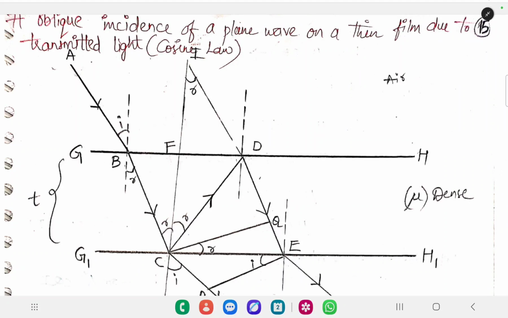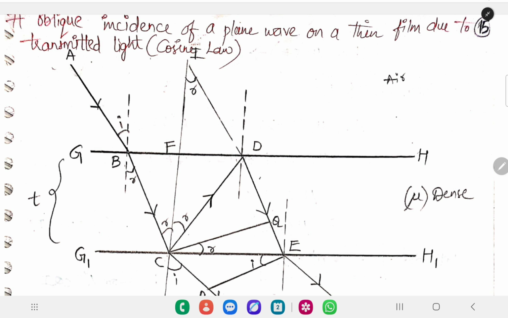Hello learners, this class is for B.Sc second year physics. Paper name is Optics, 4th semester. The chapter name is Interference, and today's topic is oblique incidence of a plane wave on a thin film due to transmitted light, also known as cosine.